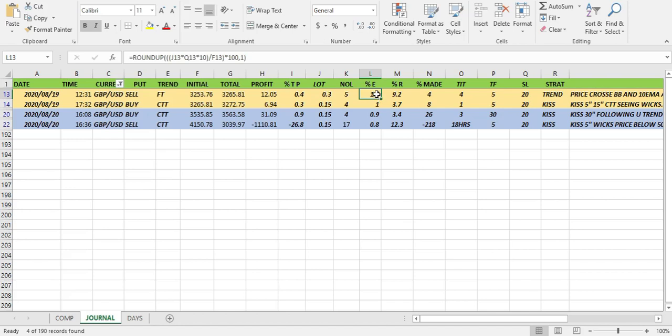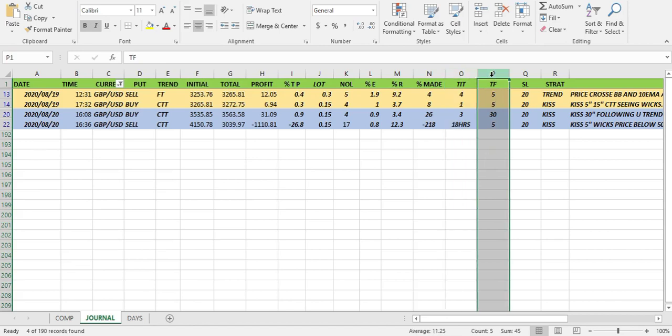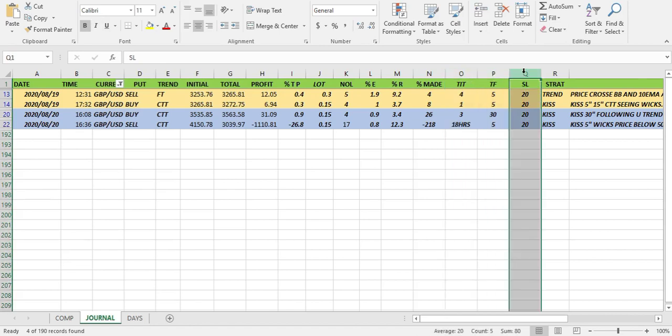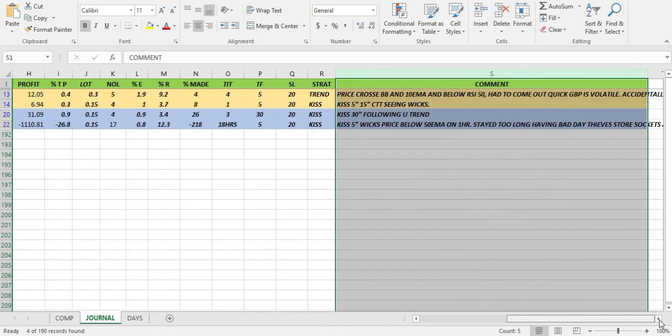Then when you multiply the percentage entry by the number of lots, you get the percentage of the account that you're risking. Then you also got the percentage made, which is the amount that you make when you compare the risk to the percentage profit, so to say. Then you've got the time you were in the trade, the stop loss that you were using, and then you've got the strategy that you are using. Then this is the most important, which is the actual comments.